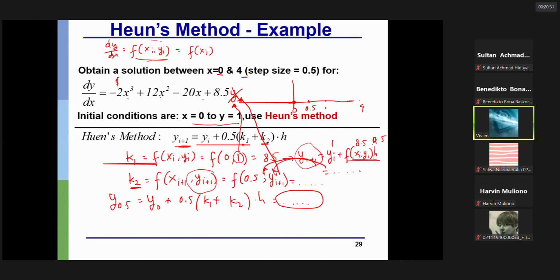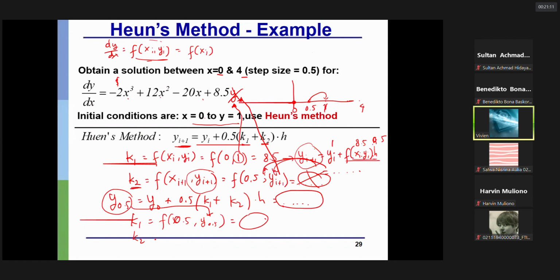When we finish this, we can continue to point 1. When we want to continue to point 1, again, we can do the same, calculating k1 and k2 for this point. So from 0.5 to 1, we can find the k1 value will be f(0.5, y at 0.5). We insert the new value of 0.5 in the function. So we have the value of k1.